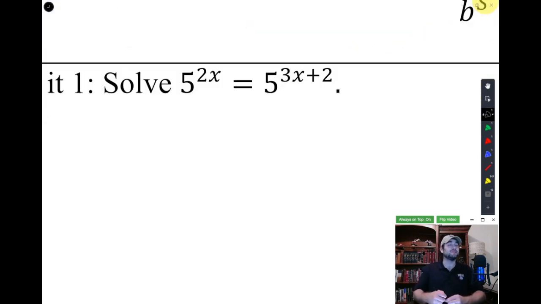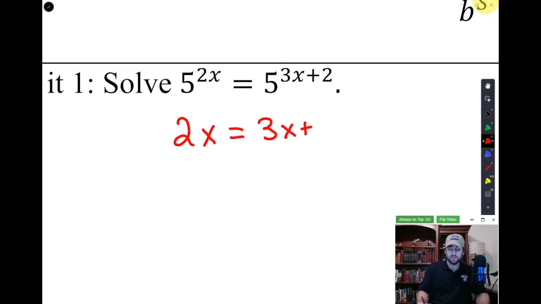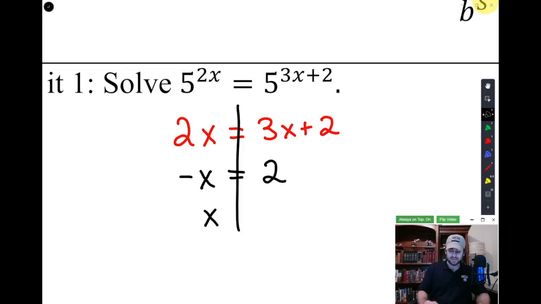So for example, here's an equation, and using this property, we know that 2x has to be equal to 3x plus 2. And so then we solve the equation like we've solved a lot of equations before. Move the 3x over and you get negative x on the left equals 2, which means x is equal to negative 2. We solved our equation. If you go back in and check your work, you plug it in and you get 5 to the negative 4 over here, and negative 2 times 3 is negative 6, plus 2 is negative 4, so 5 to the negative 4 over here. And so it works out.